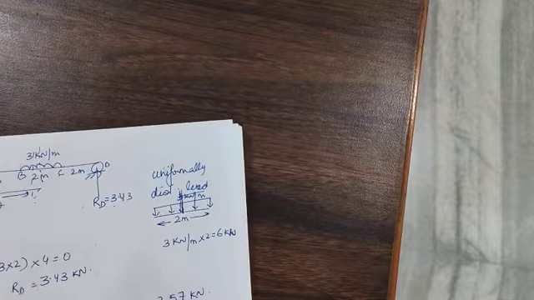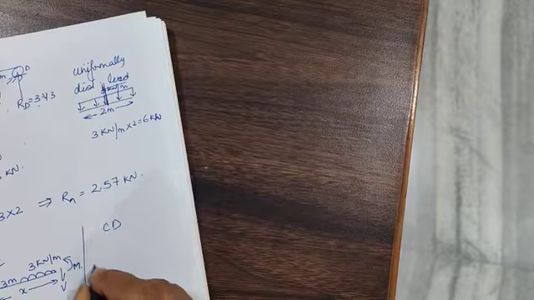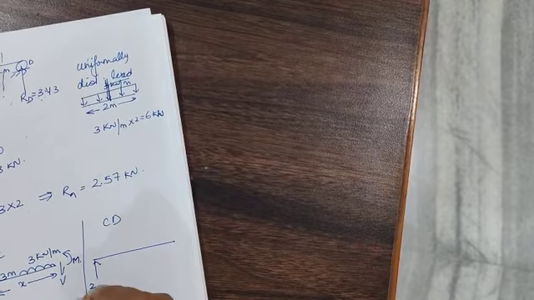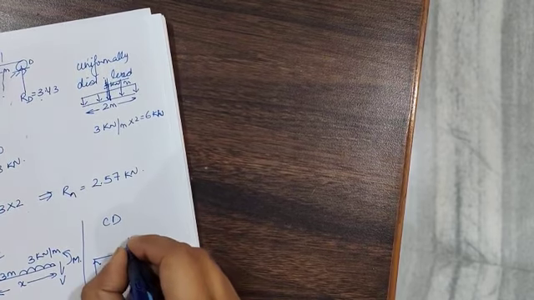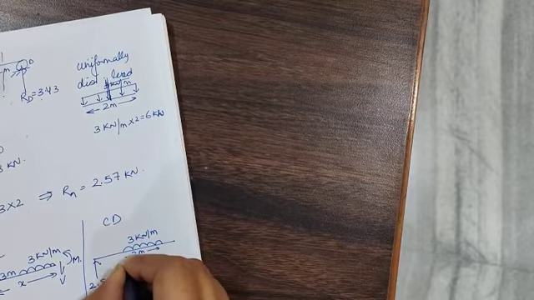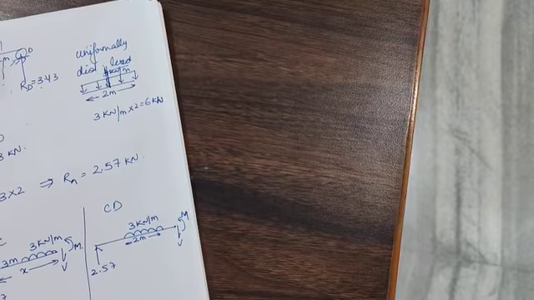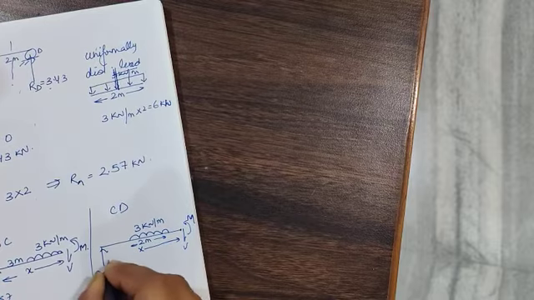The third span I will cut at this particular point. I will again draw the free body diagram of this side. This is 2.57. Now the load has completely come. So this is 3 kilonewton per meter. This span is 2 meters. This is positive V. This is positive M. Okay. So this value is x.